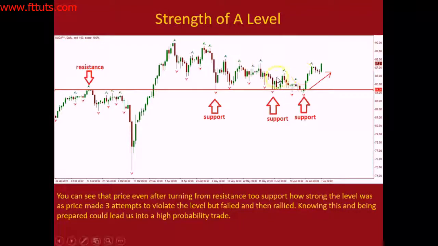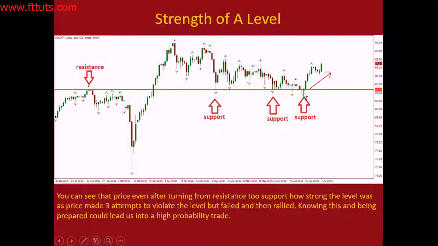You can see that price bounced off this level and then took off because it was a strong level, based on it being resistance and then support here. That let us know the level was strong. Knowing this, we can be prepared to define high probability trades. Once we come back to that support level again, we would expect the market to hold and do the same thing it did before.